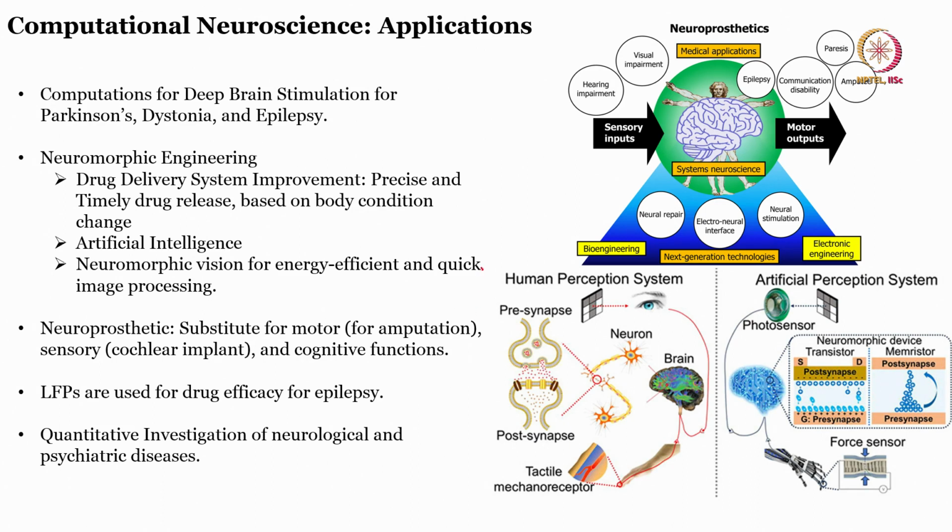Here is a human perception system versus an AI perception system. You can see how the signals are transferred from pre-synapse to post-synapse when you visualize something, and how the brain is activated. From that brain activation, how the tactile mechanoreceptor works, how our hand is moving, and how the signals are transmitted in the motor area of the brain region. But if you want to replicate the same thing in terms of a chip, then you have a photosensor. This photosensor will work as an eye.